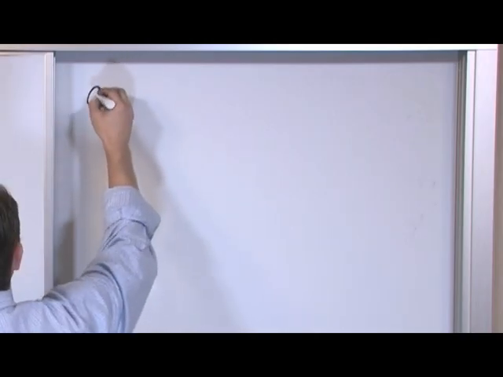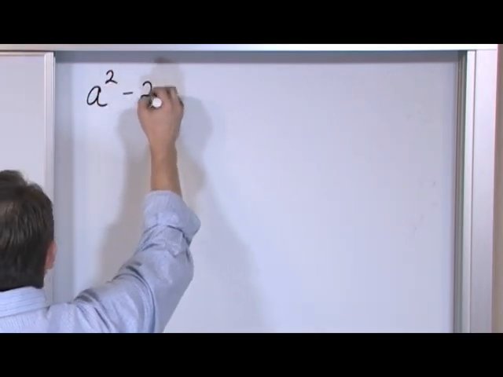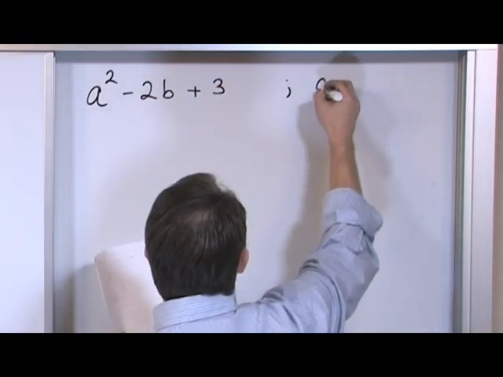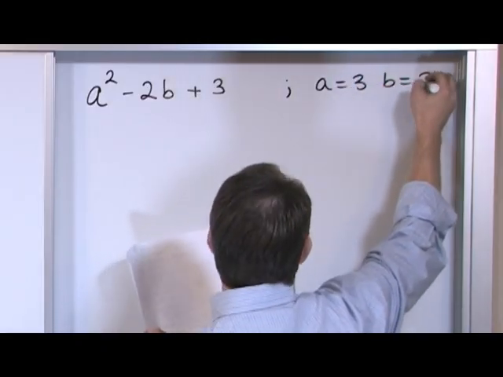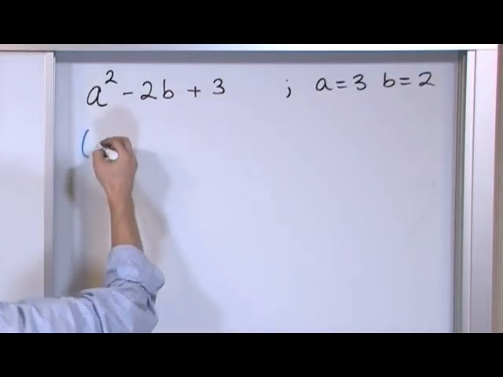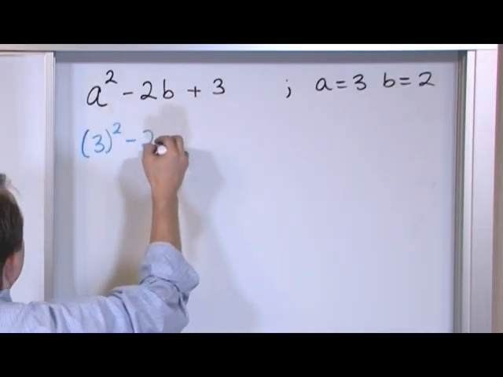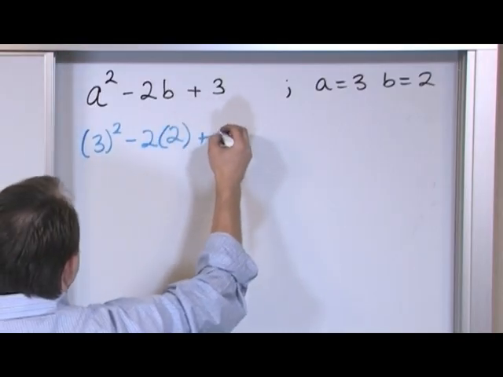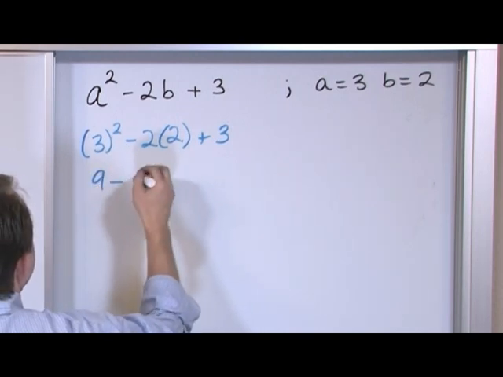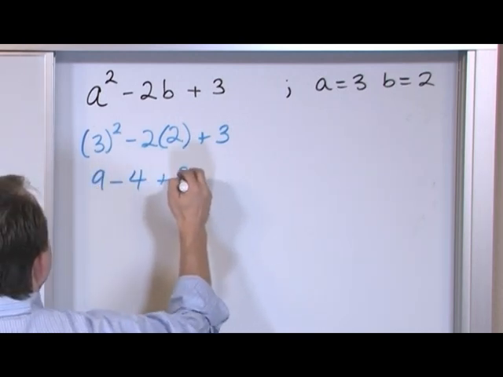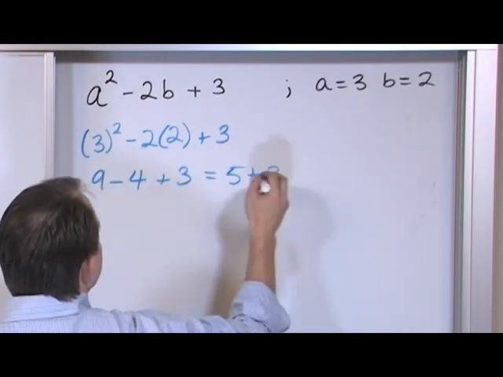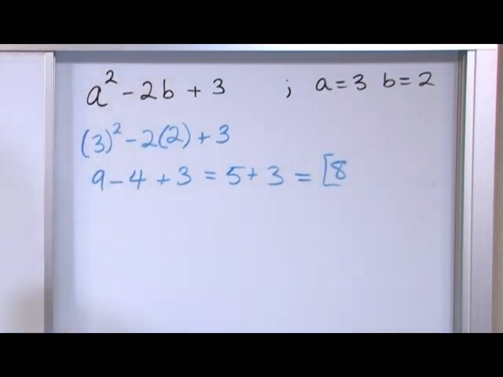And just to show you something else, the variables don't have to be x and y. 2 times b plus 3. Variables can be any letter you want. Let's say a is equal to 3 and b is equal to 2. Put them in their place, same kind of thing. A is equal to 3, so I'm going to have 3 squared minus 2 times b, which is 2, plus 3. Okay, 3 times 3 is 9, minus 2 times 2 is 4, plus 3. 9 minus 4 is 5, plus 3 from here is equal to 8. So the answer is 8.